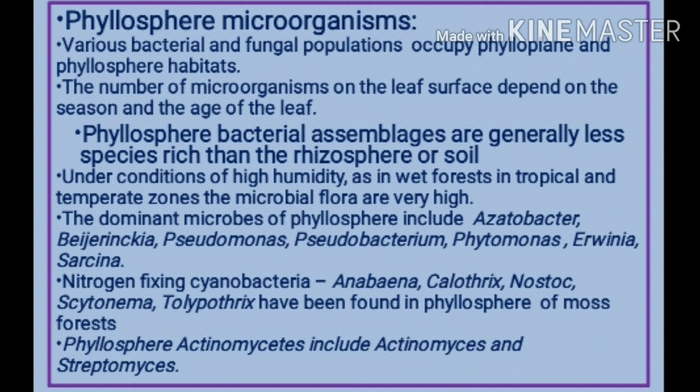The dominant microorganisms of the Phyllosphere, as I just told you, are proteobacteria, alpha proteobacteria and gamma proteobacteria. Azotobacter, Beijerinckia, Pseudomonas, Pseudobacterium, Phytomonas, Erwinia, Sarcina are the dominant organisms in the Phyllosphere. Nitrogen fixing cyanobacteria, Anabaena, Calothrix, Nostoc, Scytonema, Tolypothrix have also been found in the Phyllosphere of moss forest. Phyllosphere actinomycetes include Actinomyces and Streptomyces.